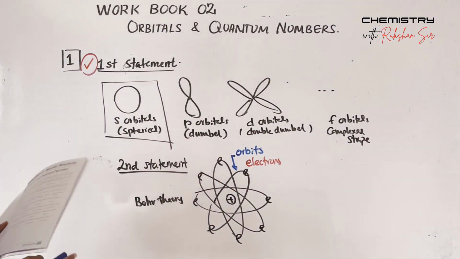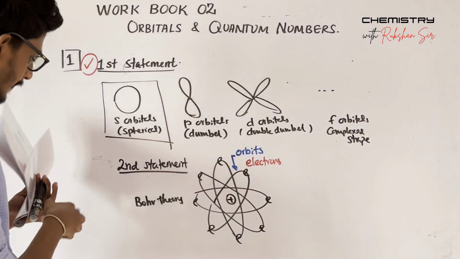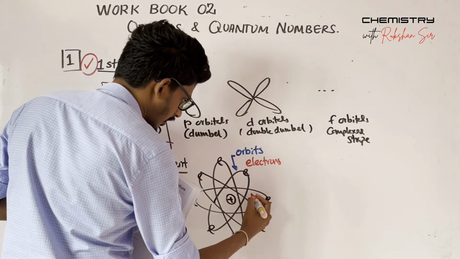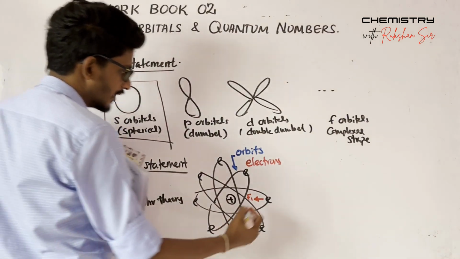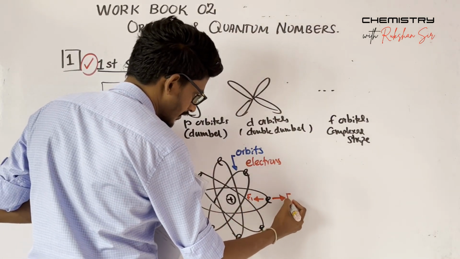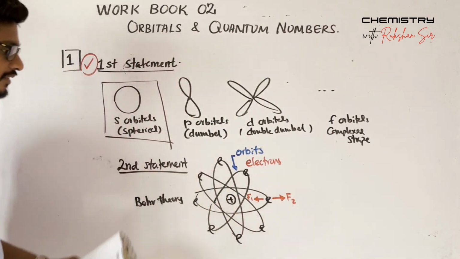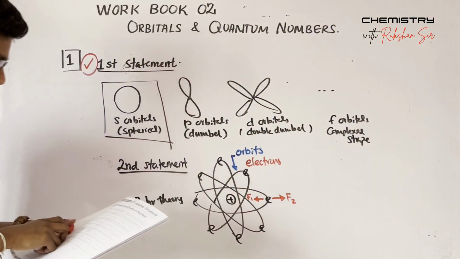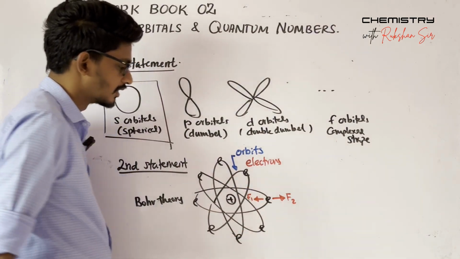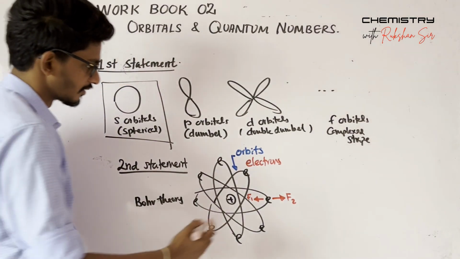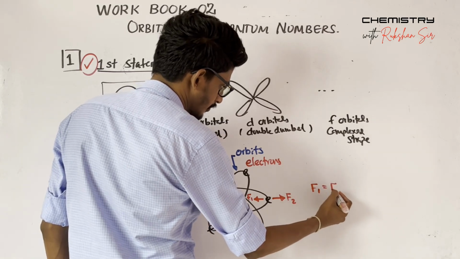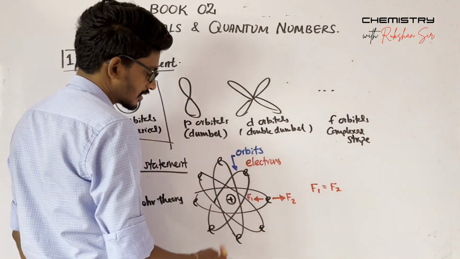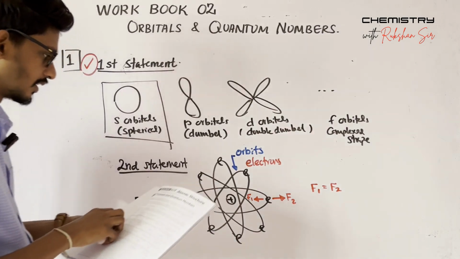If you discuss more about this theory, Bohr ultimately said that the electrostatic attraction on these electrons will be equal to the centrifugal force, which is outward from the nucleus. That is how the electron becomes stable in this circular pathway without falling into the nucleus. So F1 is equal to F2: the electrostatic attraction among the opposite charges is equal to the centrifugal force. So this is Bohr's theory.